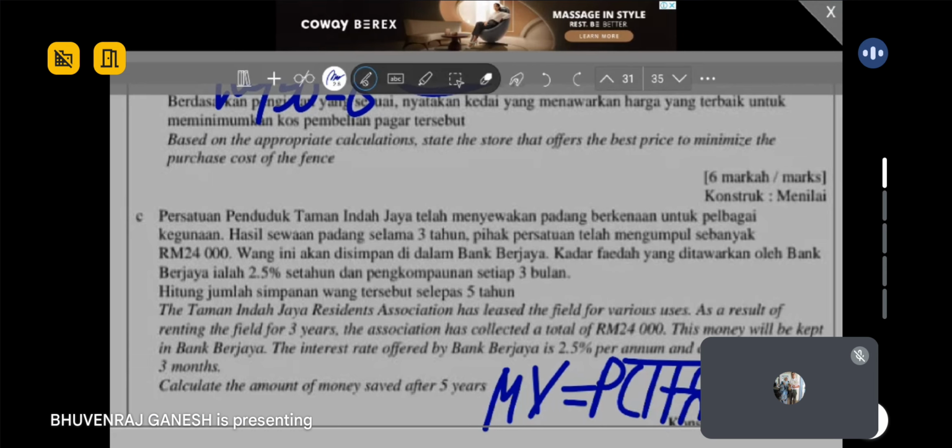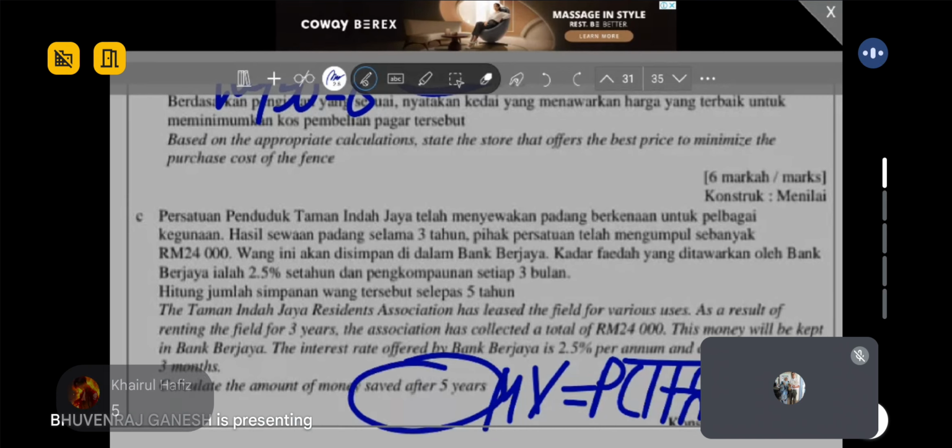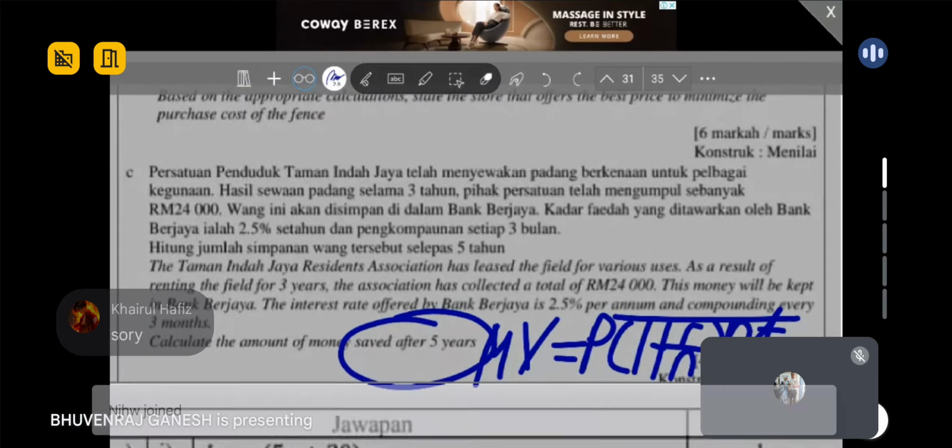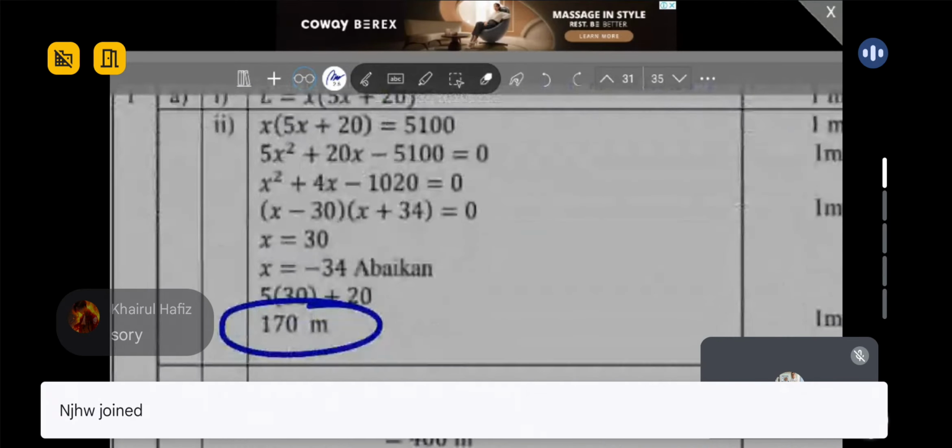Okay, so apa nilai T, guys? What is your T value? Are you sure? Yes. The answer is 5, guys. Boleh nampak kat sini tak? 5 tahun. 5 years. That's why the answer is 5. Okay, boleh? Can, right? So N is 4, T is 5. Then you will get the answer. Boleh dapat jawapan.